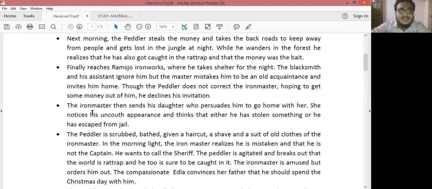She noticed his uncouth appearance, means as he was dressed, very dirty, shabby looking, old, with a beard from long days of not taking a bath, and thinks that either he has stolen something or he has escaped from jail. See the sense of understanding of this girl. She is able to understand this man has done something wrong.